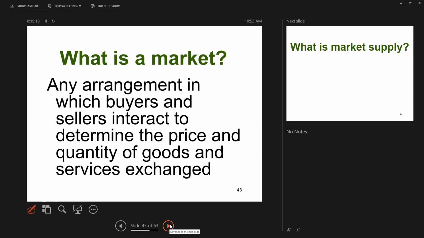The internet is a market. eBay is a market. The New York Stock Exchange is a market. If you want to buy stocks, you go to the New York Stock Exchange. That's an arrangement in which buyers and sellers interact to determine the price and quantity of goods and services exchanged.